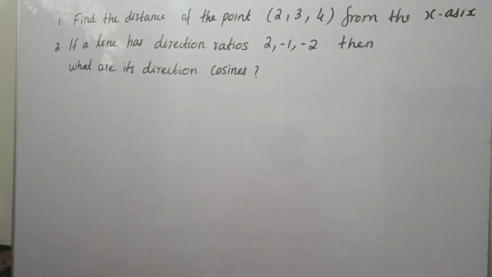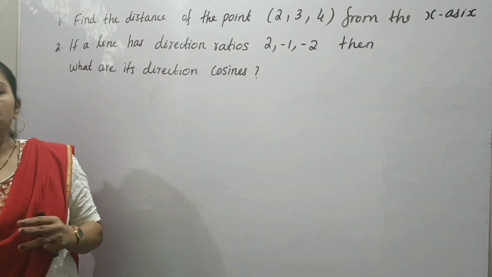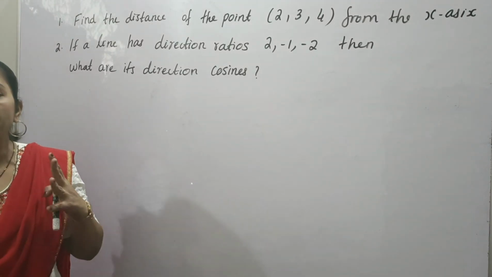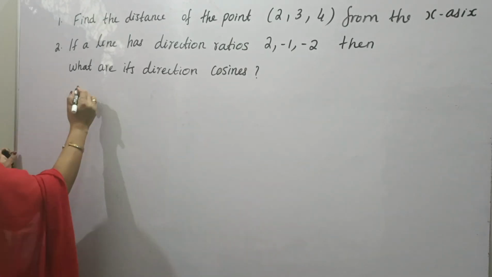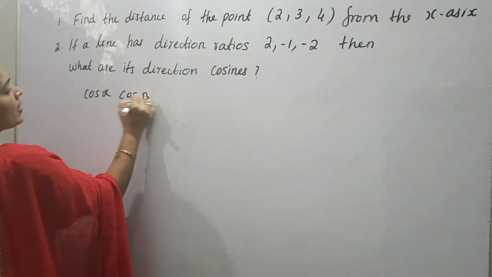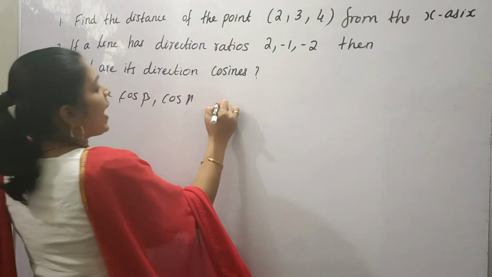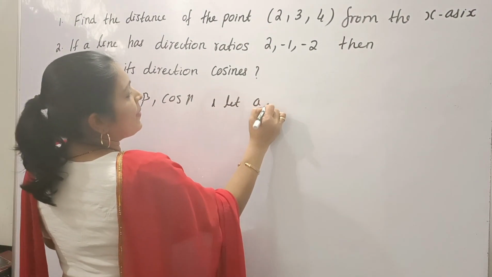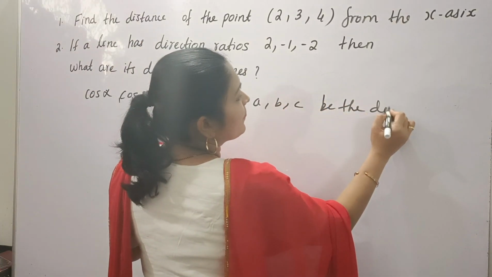Look at the second question. If a line has direction ratios 2, minus 1, minus 2, then what are its direction cosines? We have learned the relationship between direction ratios and direction cosines, right? So let cos alpha, cos beta and cos gamma be the direction cosines, and let A, B, C be the direction ratios.